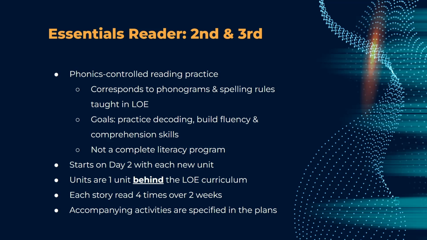So they should work on certain skills. Let's say you're on Unit 16 for 3rd graders. You're going to actually be doing Unit 15 in your Essentials Reader. So they will be reading with skills that they should have mastered over the course of Unit 15. And when you move on to Unit 17, they'll be doing Unit 16 in their Essentials Reader. Each story will be read 4 times over the course of 2 weeks, and there will be accompanying activities that are specified in the plans.